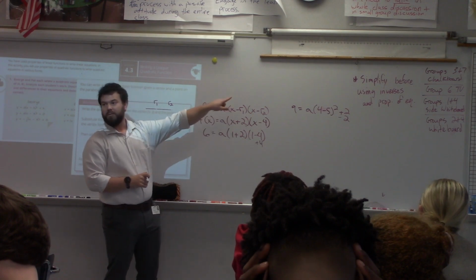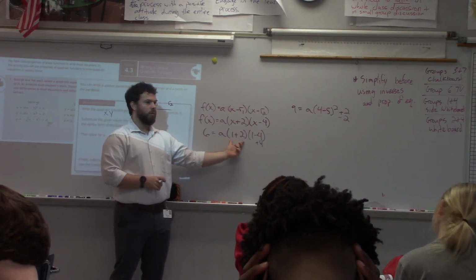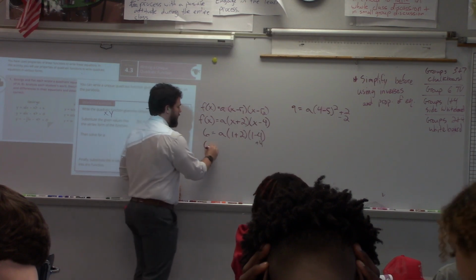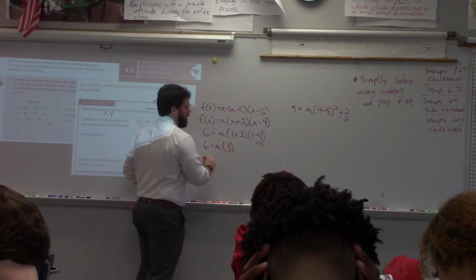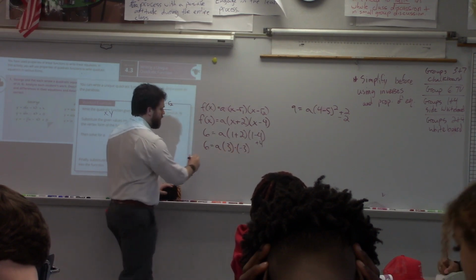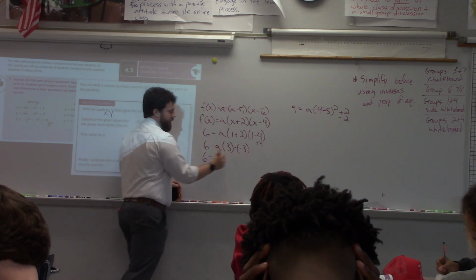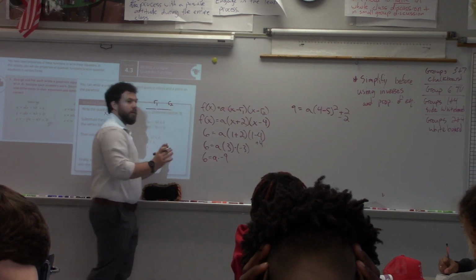Remember how I said simplify first? Can I simplify 1 plus 2? What is that? 3. So 6 equals a times 3 times negative 3. 6 equals, I'm going to continue simplifying. What's 3 times negative 3? -9. Is there anything else I can simplify?